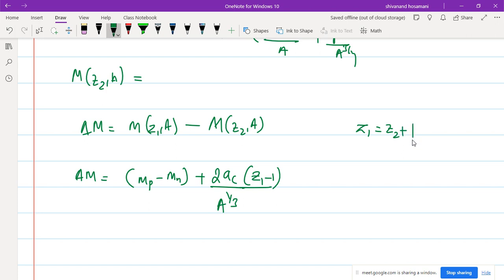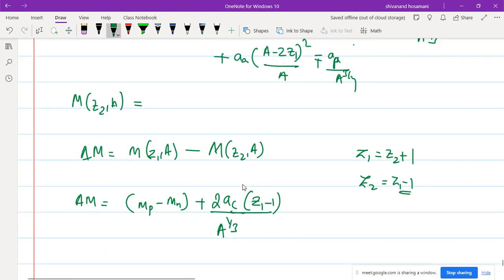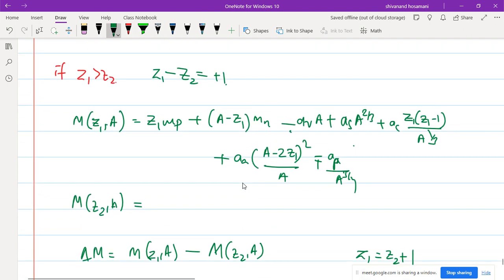By substituting this in all the terms, we get only the AC part, because only the Coulombian part depends on Z1 and Z2 individually. Everything else cancels out; the Z1 and Z2 terms cancel each other. I am left only with this part. So this is the mass difference of mirror nuclei.